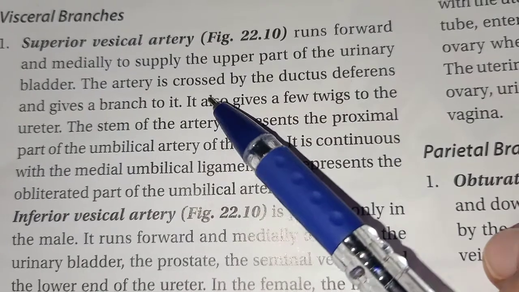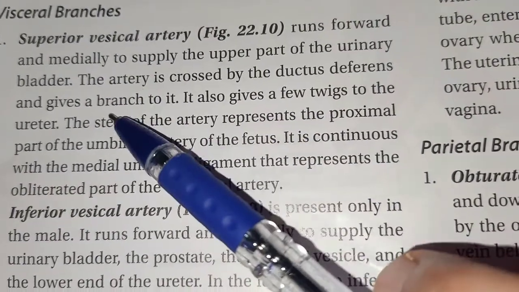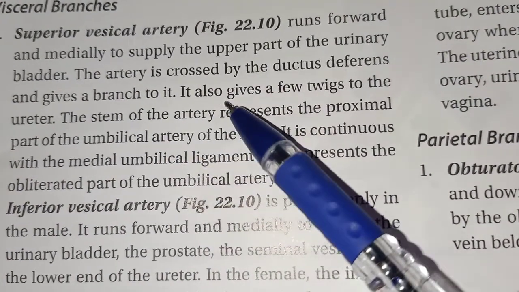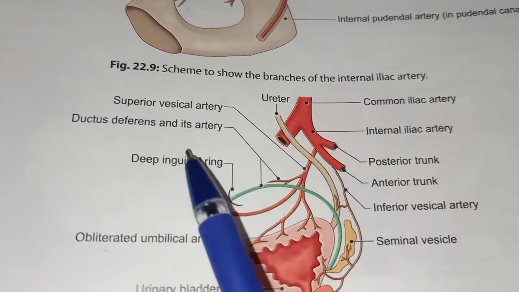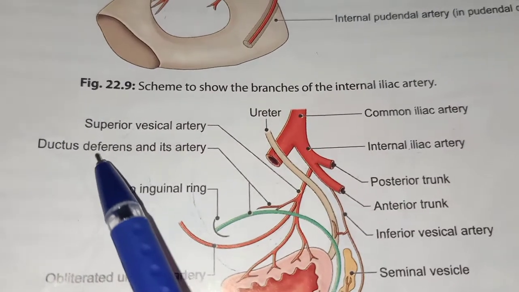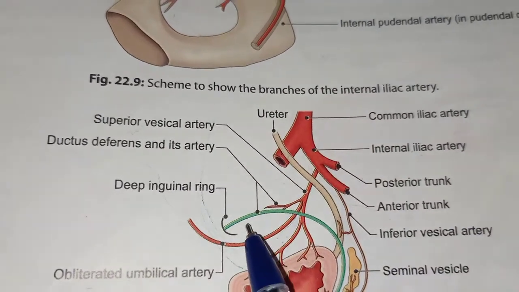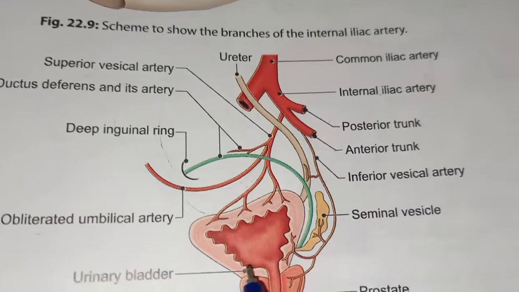The artery is crossed by ductus deferens and gives a branch to it. It also gives a few twigs to the ureter. Okay, so the artery is crossed by ductus deferens. You can see this ductus deferens and its artery.